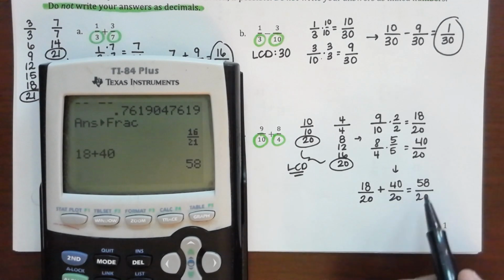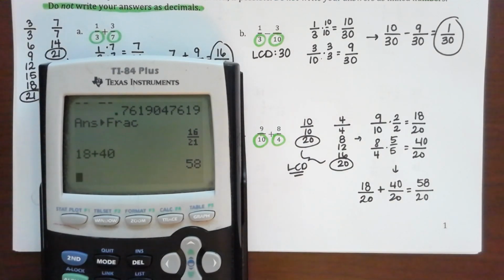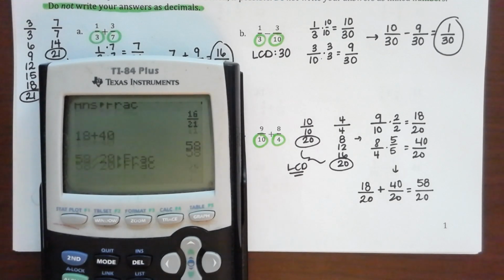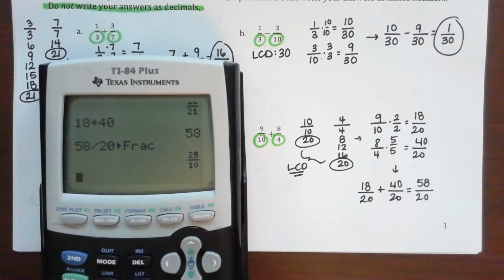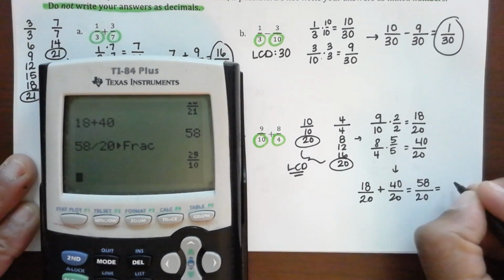I'm checking to see if this simplifies. So what needs to be typed in? But before that, 58. What was it? Over 20, which is divide 20. Then you could do either way. They both work. Did that change? So did that simplify? Sure did. So what's my final answer?